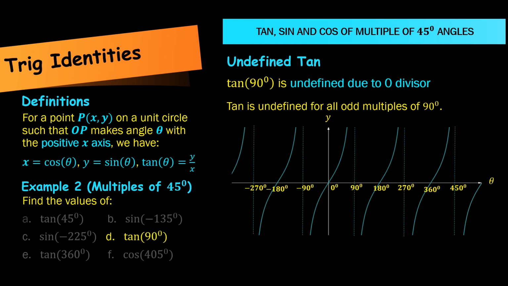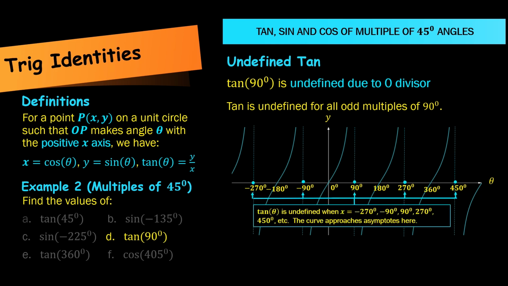And therefore, tan is undefined for all odd multiples of 90 degrees. Tan will look something like the sketch you can see on your screen now. And here we have asymptotes, where x equals minus 270, minus 90, plus 90, 270, 450, and so on. And the curve approaches the asymptotes here.